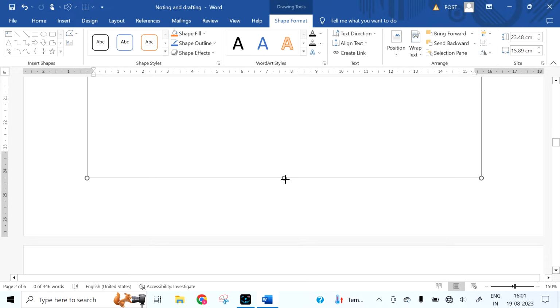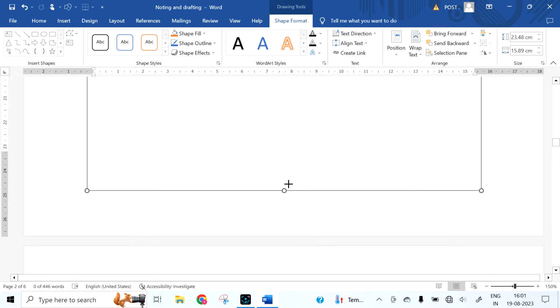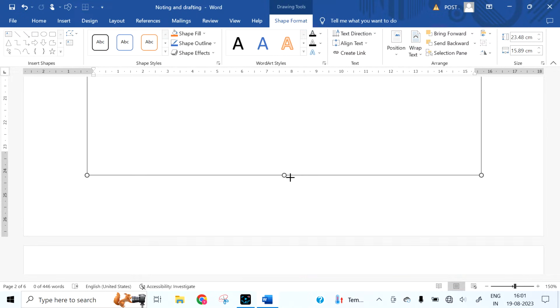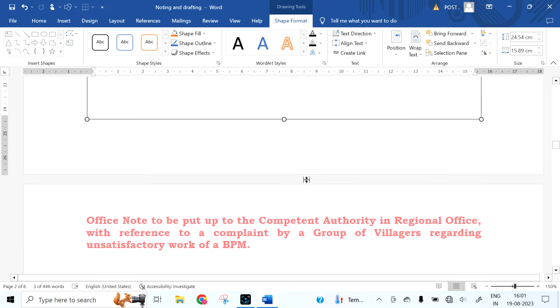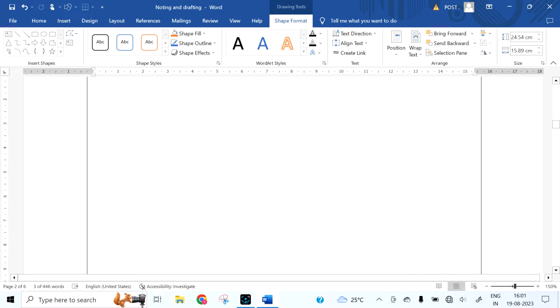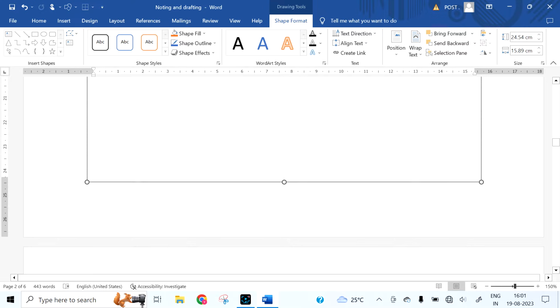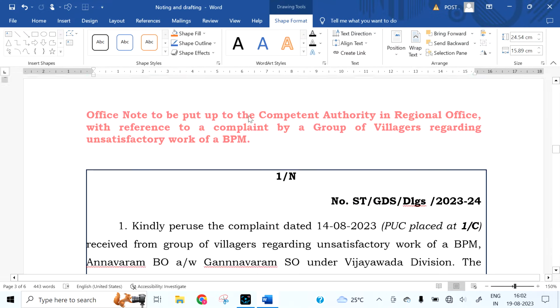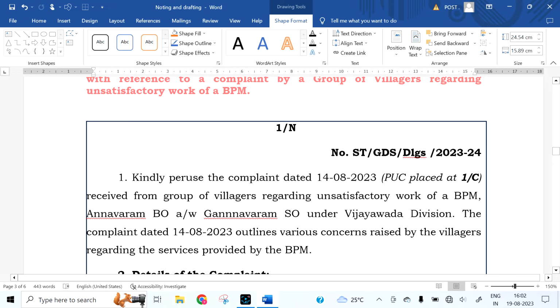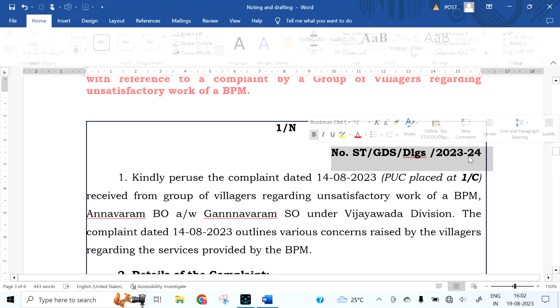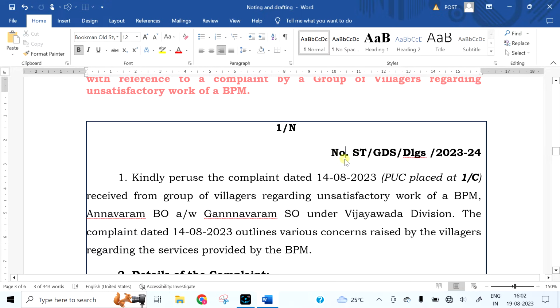See, when I drag, you can see a green color thing that will help you to end up to this one. So this is 1 inch on all sides, you have to keep it, and then you have to start the proceedings. So in the note sheet generally it will start like this. So this is the question given, and 1N we will start, and we will give the case mark of the note sheet. For every note sheet there will be a case mark, and that is ST, that is staff slash GDS slash dealings 2023-24.